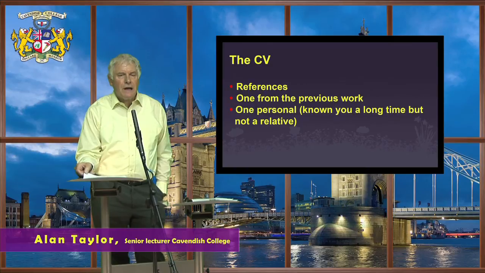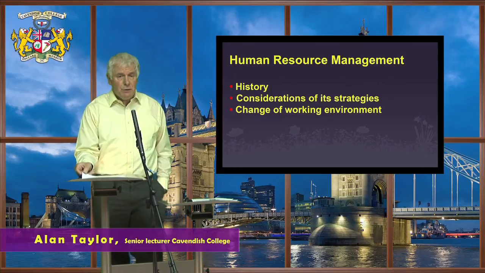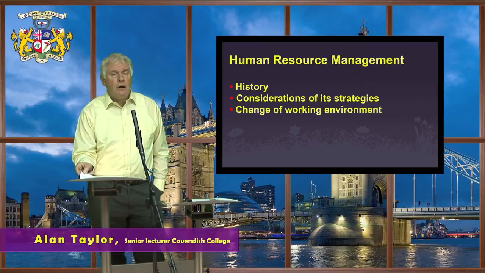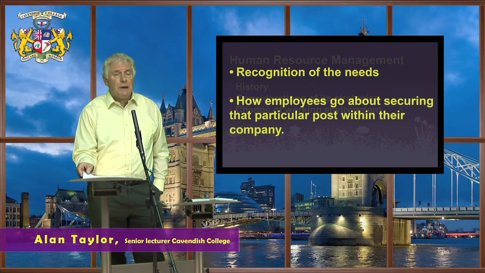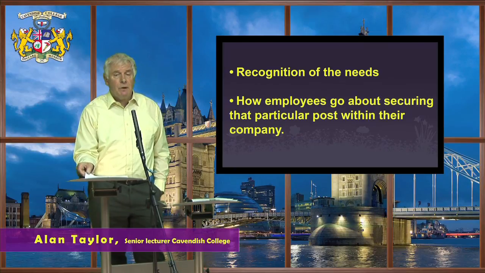So, we're completing now on strategic human resource management. We've looked at the history, we've looked at the consideration of why it is strategic to fit in with the objectives of the company. We've gone on to consider how the working environment has changed over time and how human resources must reflect that. We've looked at how companies go about setting out the recognition of the need for someone for a position in the company, and we looked at how the potential employee goes about securing that particular post within the company. I trust you found this useful.